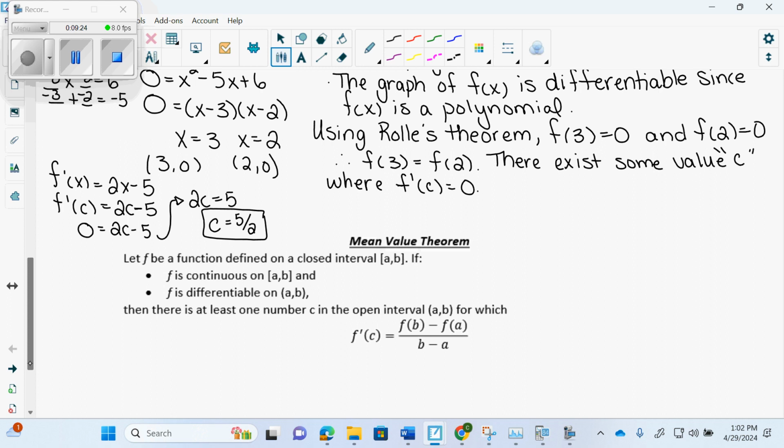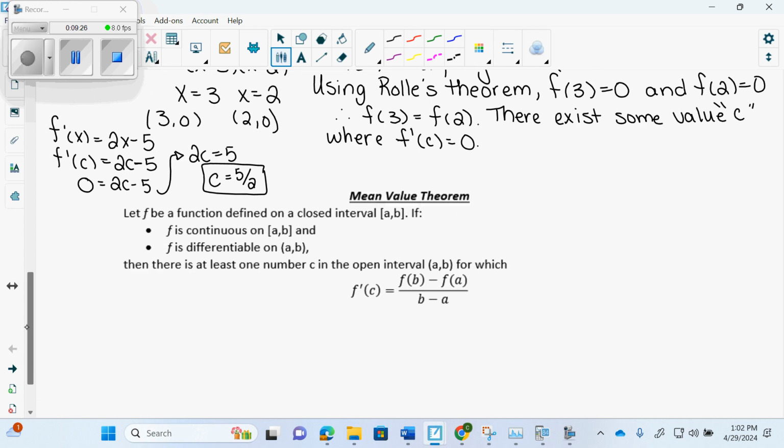All right. The next one, so Rolle's theorem just shows that there exists a max or a min, a critical number between values, if you have y's that are the same and the graph is continuous and differentiable.